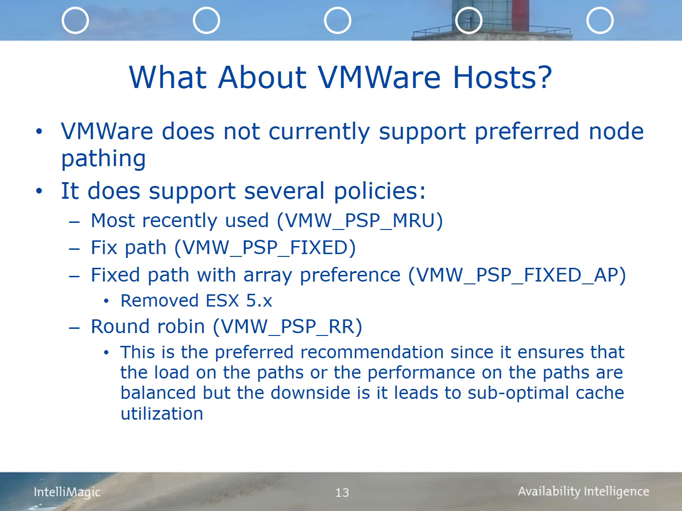So what do we do about VMware hosts, since they don't support active-active with preferred preference? What we recommend is that you use round robin, or VMW_PSP_RR, as the multipathing method. What it does is it ensures that the load is balanced across the paths so that the performance on each of the paths is equal. The downside is that it leads to suboptimal cache utilization.